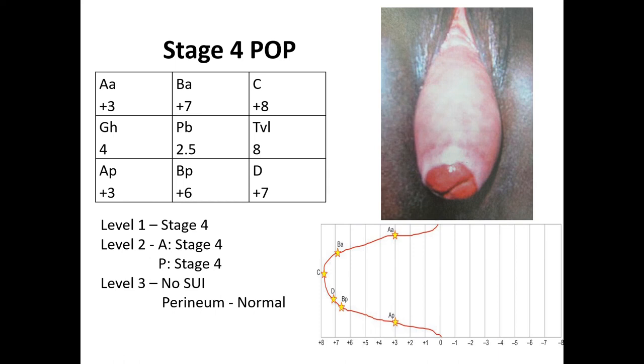Stage 4 POP. So here you can see that everything is prolapsed out, this area also, right? So here the A is +3, AP also +3, right? And then BA is at +7, right? BP is a little less, around +6 centimeter, right?